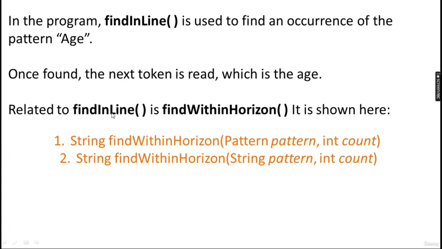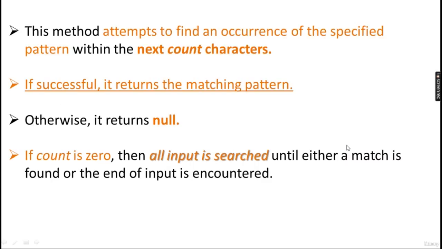findInLine is used to find the occurrence of Age colon, and the next token is read after Age colon, and it is 28. Related to findInLine, findWithinHorizon(Pattern pattern, int count) and findWithinHorizon(String pattern, int count). Two methods are available. This method attempts to find an occurrence of the specified pattern within the next count characters. If successful, it returns the matching pattern, otherwise it returns null. If count is 0, then all input is searched until either a match is found or end of input is encountered.